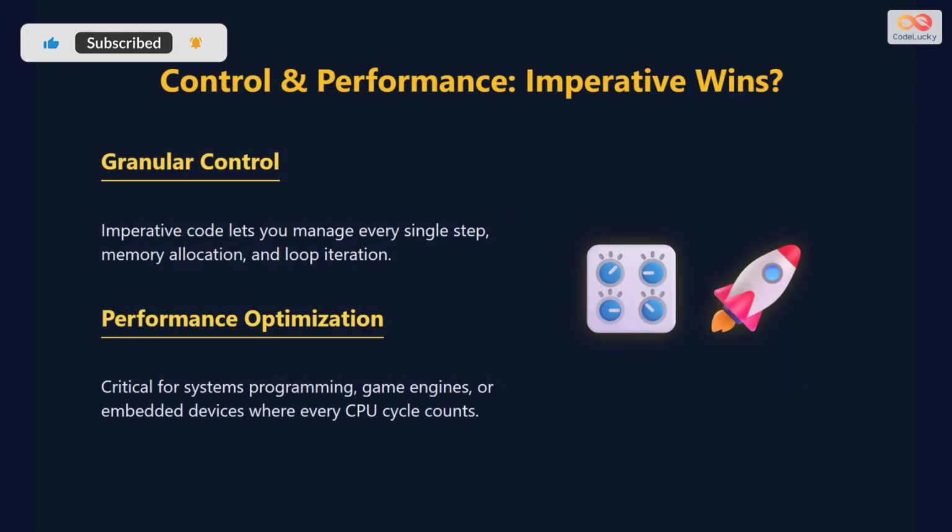But imperative programming has its place. It offers granular control over every aspect of the program, which is critical for system performance, game engines, or embedded devices where memory and CPU cycles must be managed manually.